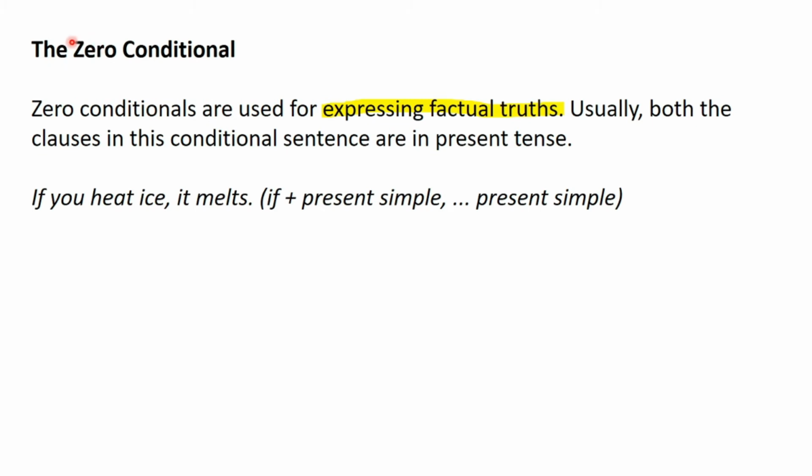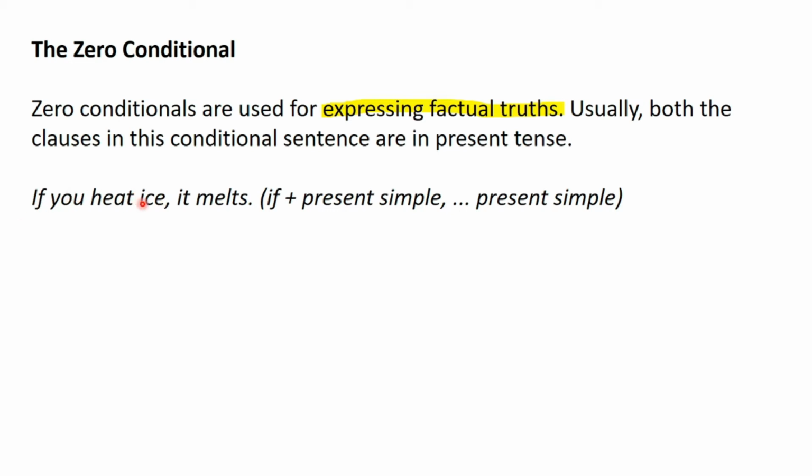The zero conditional. The first conditional we have is a zero conditional, which is a factual truth. For example, if you heat ice, it melts. This is a scientific fact that if you heat ice, it melts. This is something you can establish through scientific experiments as well. And this is a universal fact. Every time we heat ice, it melts. In both cases, we have the simple present tense.